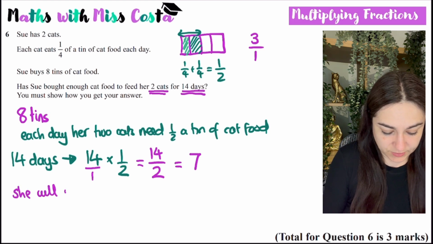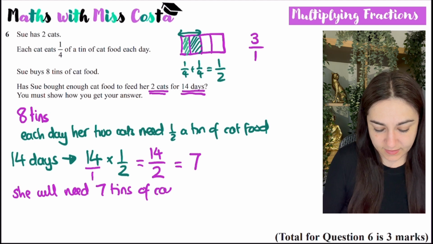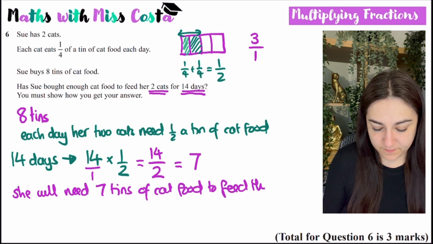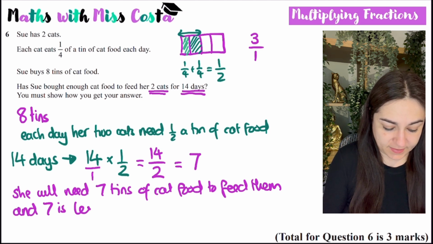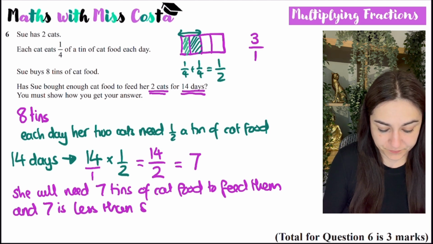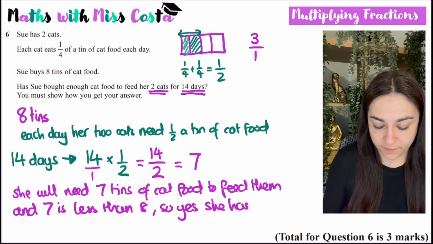So she will need 7 tins of cat food to feed them. And 7 is less than 8. So yes, she has enough.